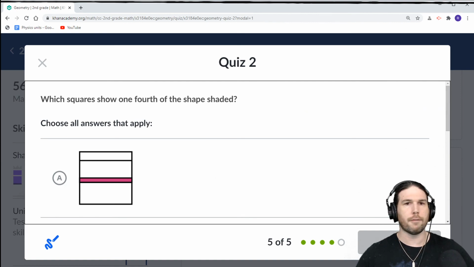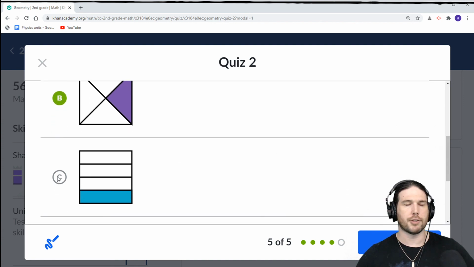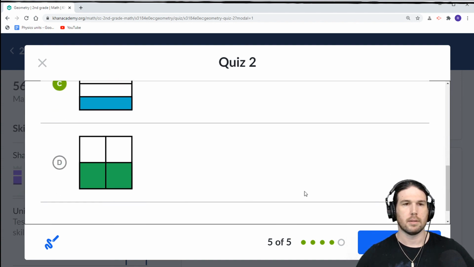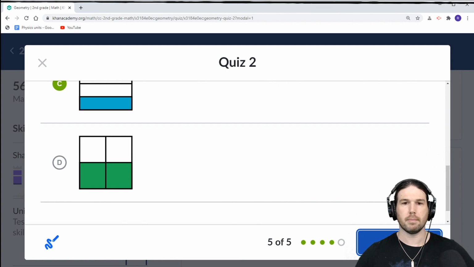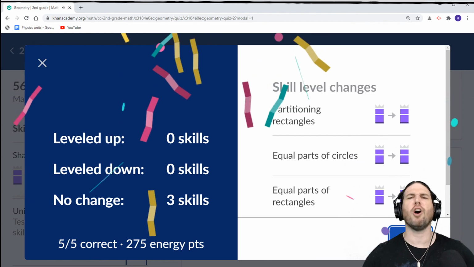All right, 1/4 of the shape shaded. That would be B. But it also looks like C. D is fourths, but it's 2 of them. And that's quiz 2. We are almost done.